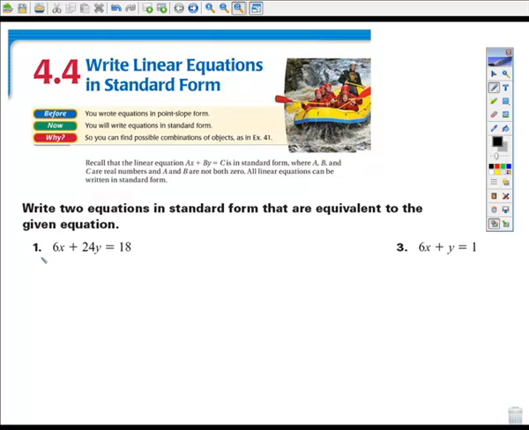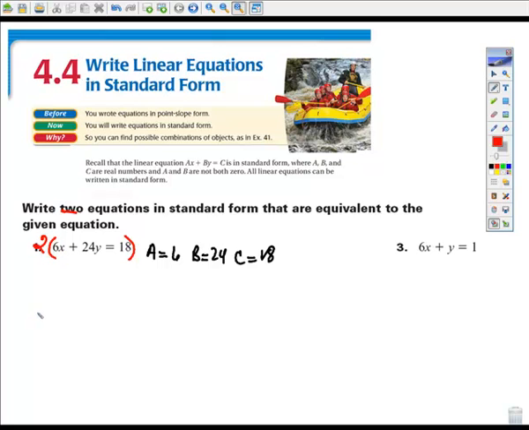Okay, here's a couple lines that are written in standard form for you. The A is 6, the B is 24, and the C is 18. They're asking us to write two equations in standard form that are equivalent. All we have to do to make them equivalent is multiply or divide every single term here by the same number. It doesn't matter what that number is.